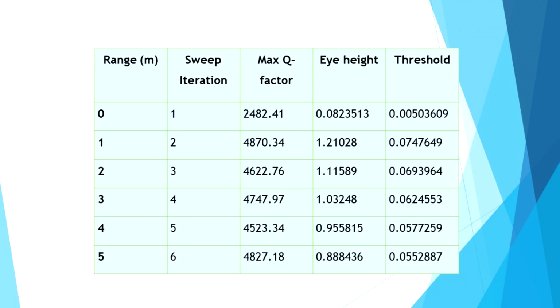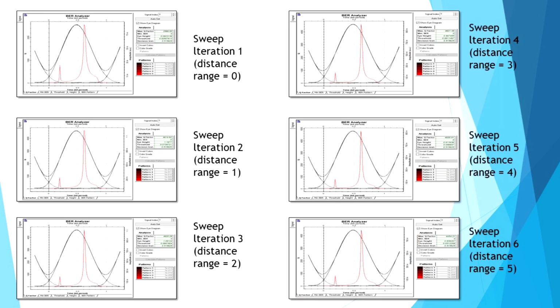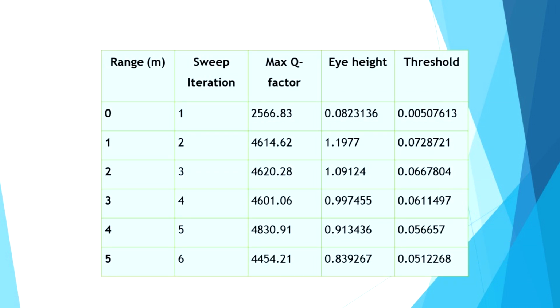For attenuation of 25 dB per kilometer, the maximum Q factor, I height and threshold are at sweep iteration 2. While for attenuation of 75 dB per kilometer, the maximum Q factor is at sweep iteration 5. The maximum I height and threshold are at sweep iteration 2. Minimum BER for all sweep iterations with and without modulator is 0.